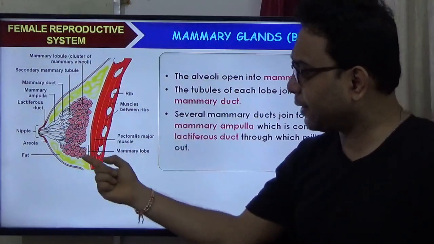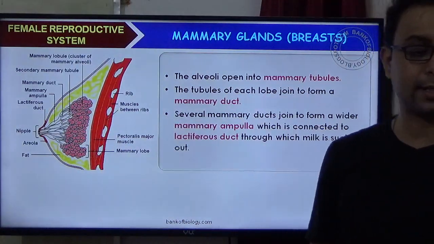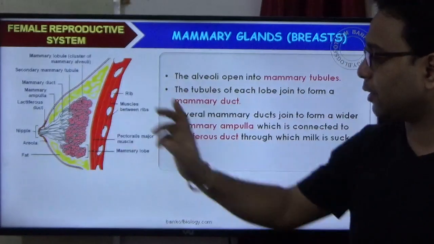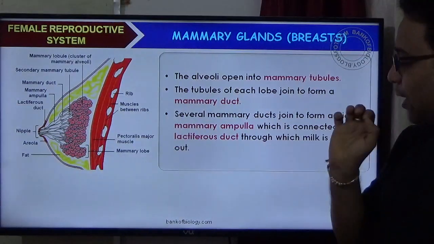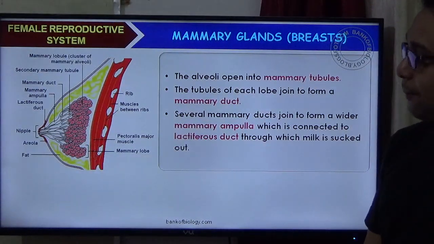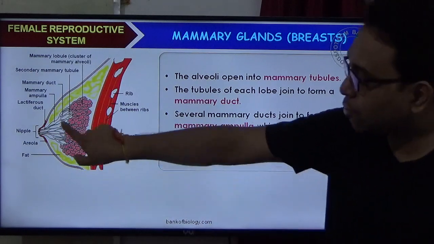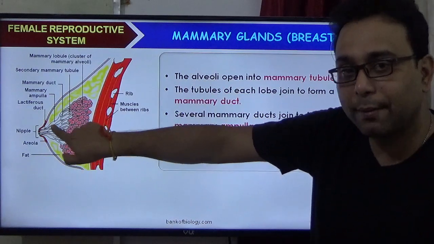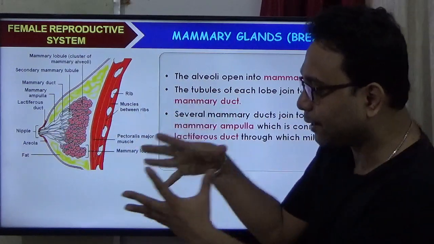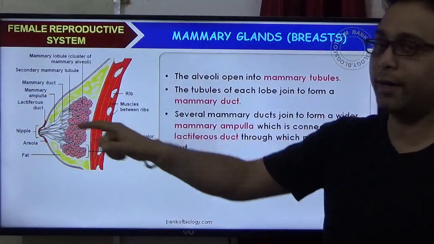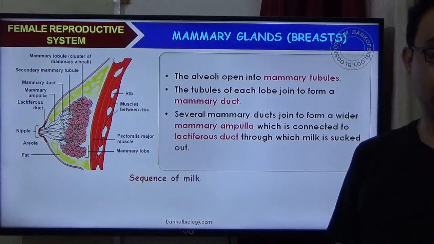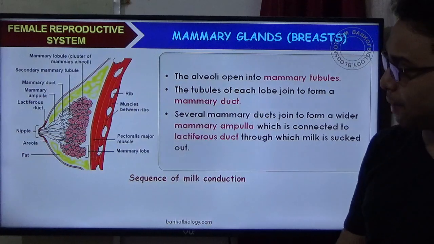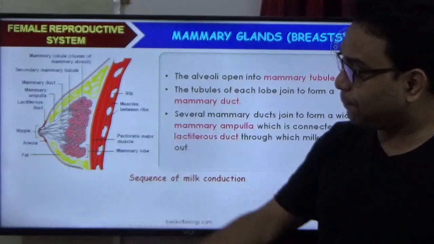So several mammary ducts, this one, this one, this one, are joined to form the mammary ampulla. This one is the mammary ampulla. Different mammary ducts are joined together. So the most important parts here are the mammary ducts and the mammary ampulla.